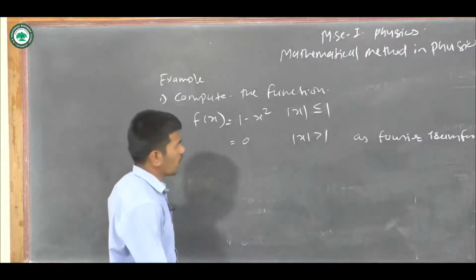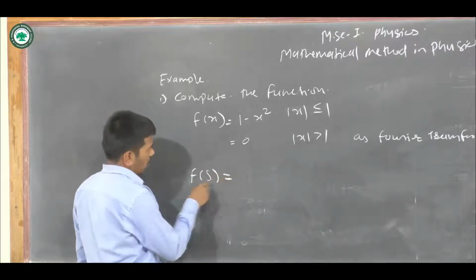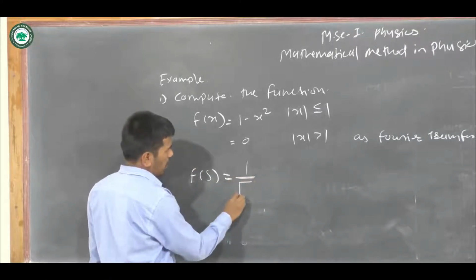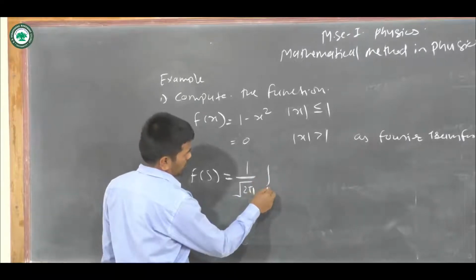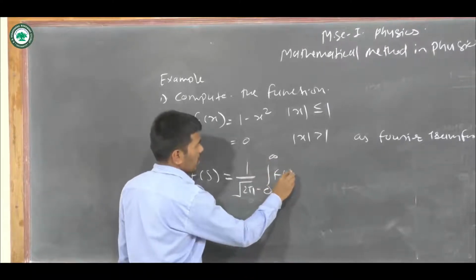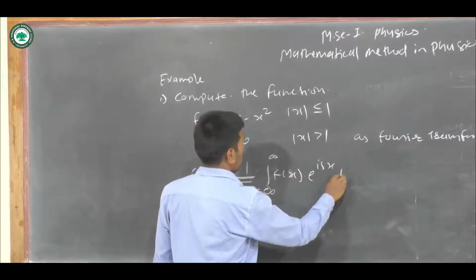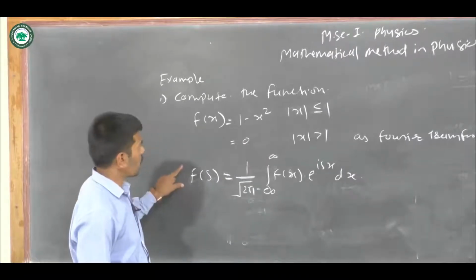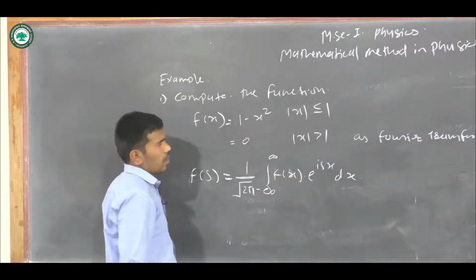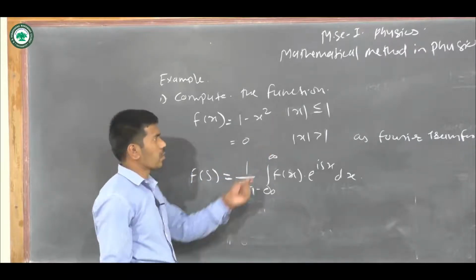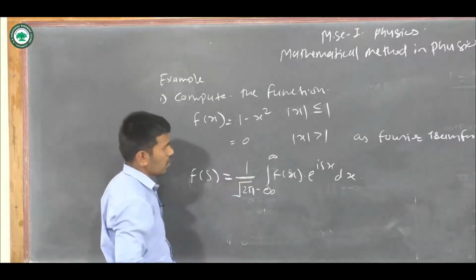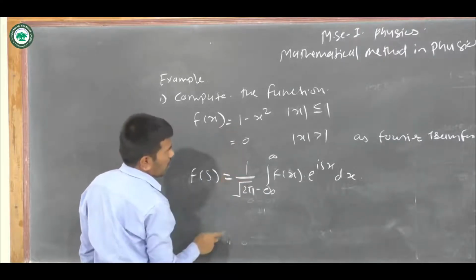Okay, so we know the formula for the Fourier transform, that is F of s. The Fourier transform of the function f of x is equal to 1 over under root 2 pi, integration from minus to plus infinity of f of x into e raised to i s x dx. Okay, so this is the Fourier transform formula. Now if I put f of x equal to 1 minus x square, here the limit is minus 1 to plus 1, x is a variable between minus and plus infinity, and outside this range the function is equal to 0. So we just apply it for this case, that is minus 1 to plus 1.